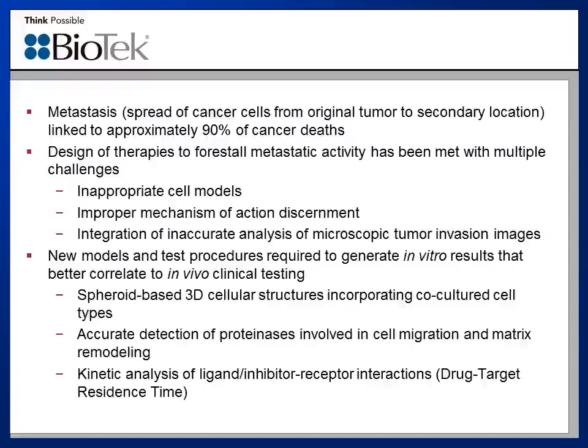Real-time analysis of matrix metalloproteinases activity during the 3D invasion process following inhibitor addition, in addition to kinetic examination of inhibitor receptor resonance times in comparison to ligands whose binding is known to contribute to the metastatic process, also yield mechanism of action determinations with a higher degree of accuracy. These, coupled with sensitive detection and quantification of binding events, changes in tumoroid structures and protease activity, allow for the generation of in vitro results that have a much closer correlation to what is then generated during in vivo clinical testing.